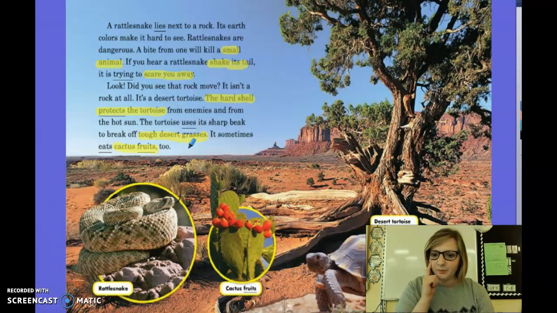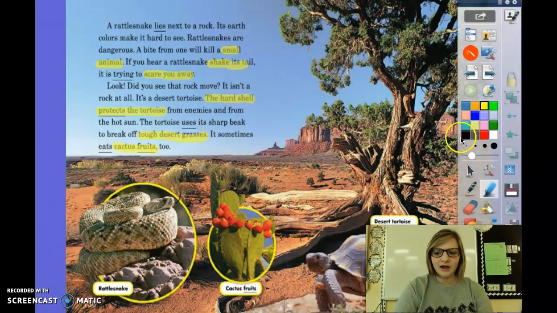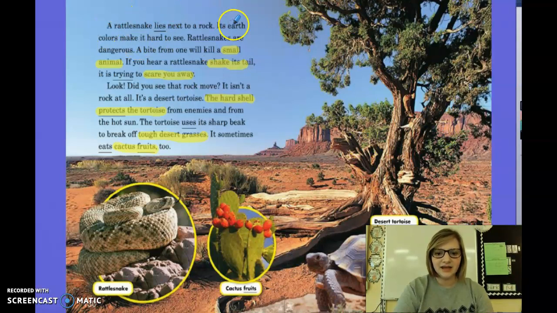Now, let's think back to science. How do both of these animals use camouflage? Well, here I saw that the rattlesnake, he has earth colors. Now, earth colors mean they're the color of dirt, of earth. So think about browns, blacks, tans, and grays. Now, in the desert, would this rattlesnake want to be bright green? No, he's not in a jungle. He doesn't want to be bright green. He wants to blend in. So he's going to be a brownish, reddish, gray, and black color.